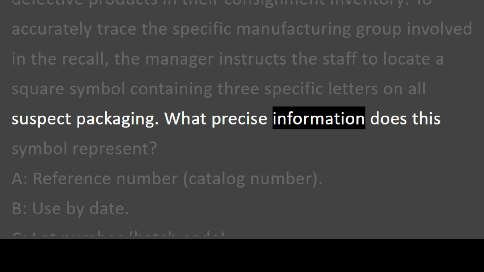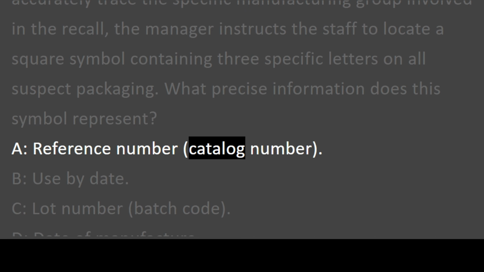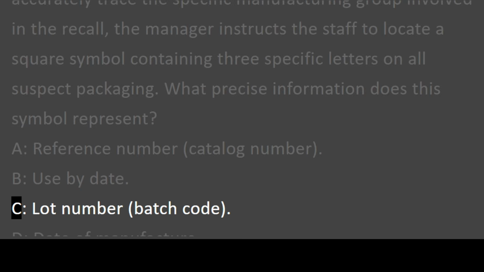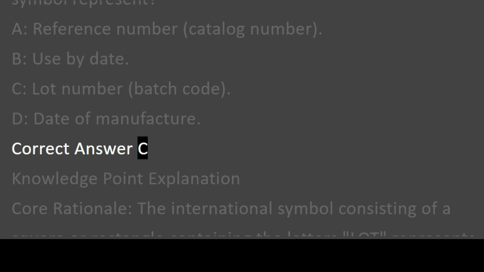What precise information does this symbol represent? A. Reference number, catalog number. B. Use by date. C. Lot number, batch code. D. Date of manufacture. Correct answer C.